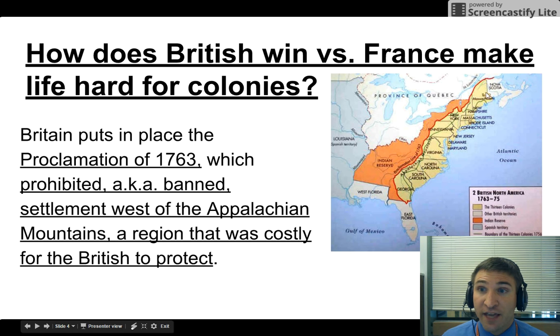Here's a map. The yellow are all of the American colonies. See this red line that goes south? This is the Proclamation line of 1763. And Britain said to the American colonists, "You can't go past this line." And the colonists were angry about that.